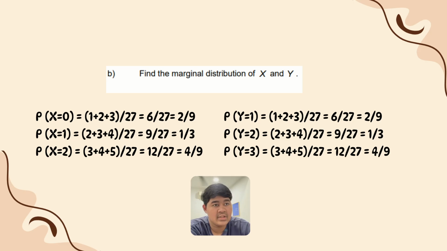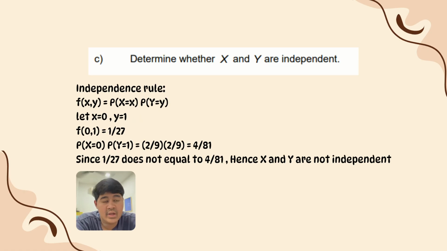So for the marginal distribution of y, we have to add down each column. When we do that, when y equals 1, the answer is 2 over 9. When y equals 2, the answer is 1 over 3. And when y equals 3, the answer is 4 over 9. That's all. C. Determine whether x and y are independent.